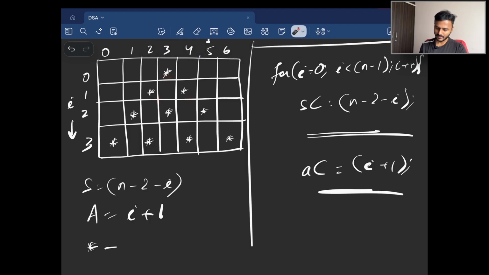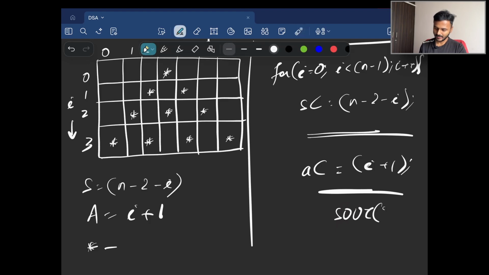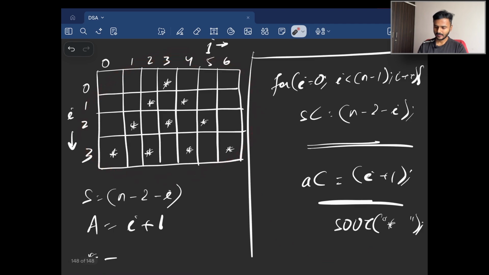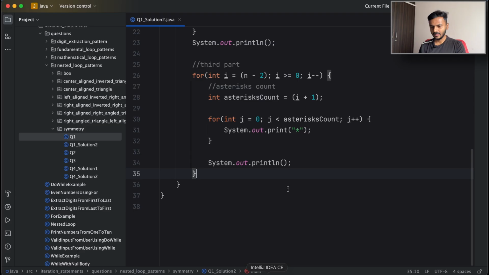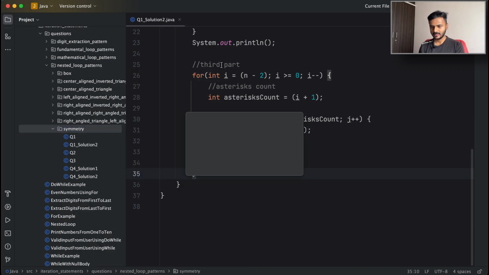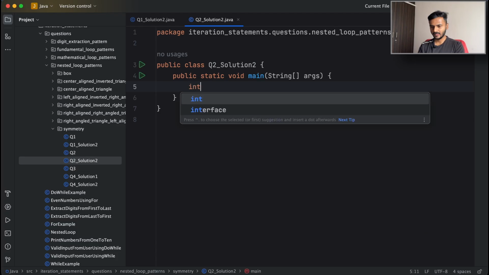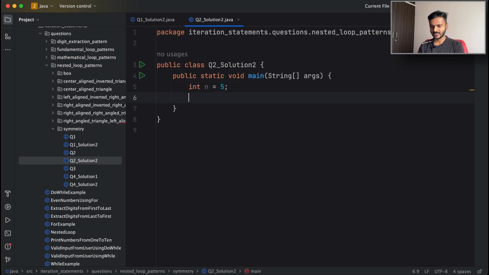But here, we'll not print an asterisk only. What we will do is, we will print an asterisk, leave a space, right? So this is the rough pseudocode to print this pattern. Now, assuming this is clear, let's go to IntelliJ and let me create a new Java class. Let's call it Q2 solution 2. And over here, let's have a main method, then a variable, say n initialized to 5.